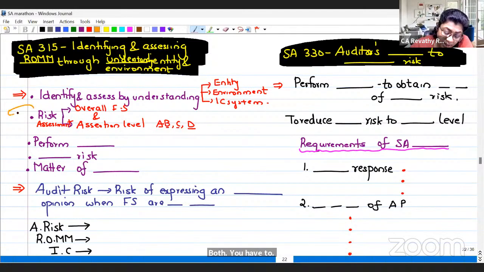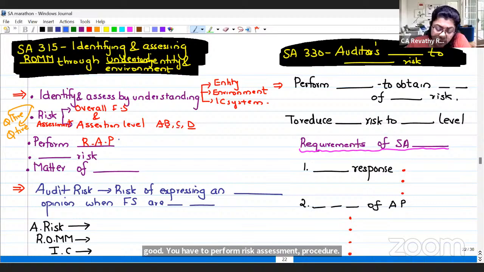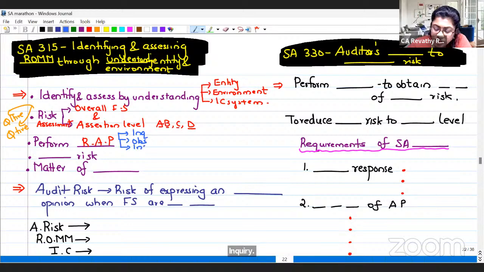See, this risk can be either qualitative or quantitative. To assess the risk, you have to perform which procedure? Very good. You have to perform risk assessment procedures. How will you perform risk assessment procedures? Inquiry, observation, inspection. One thing I left off. Very good, analytical procedure. 520.